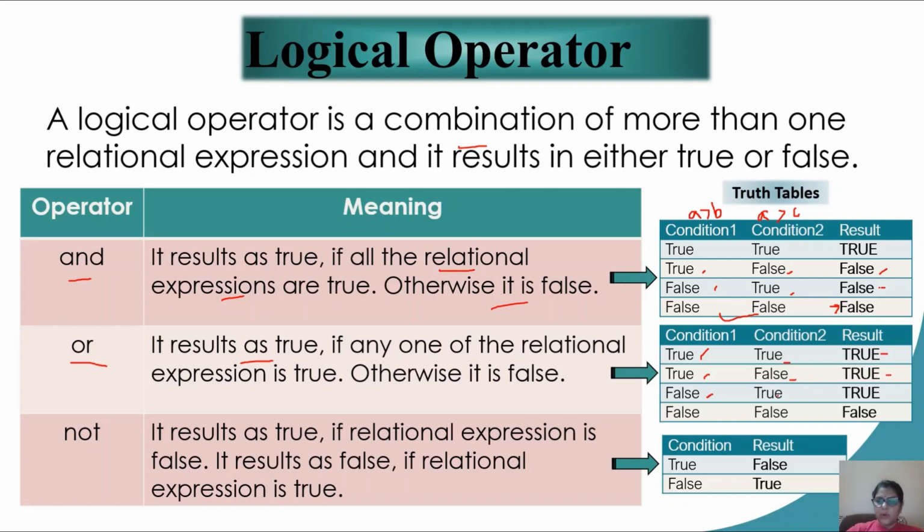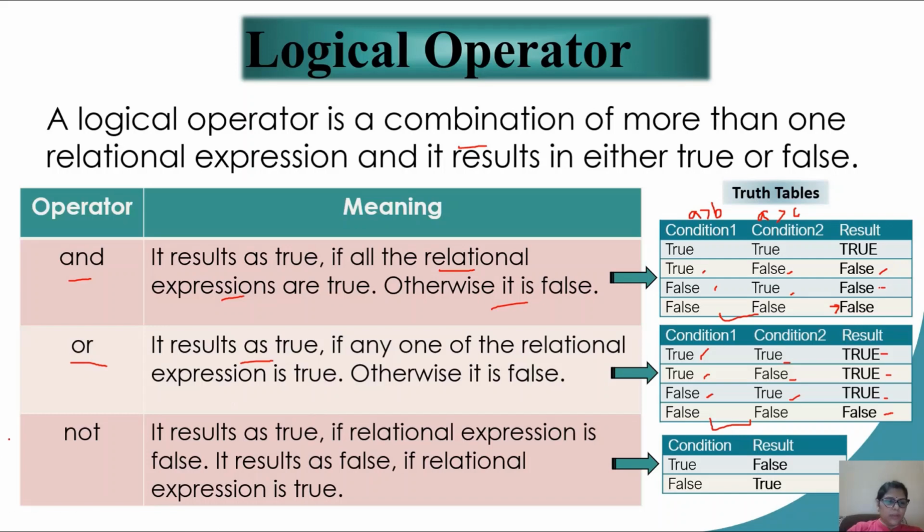Similarly, if the first one is false and the second one is true, that would also give me a true. Only when both the conditions are false is the OR operator going to give me a false result for the entire condition or expression.